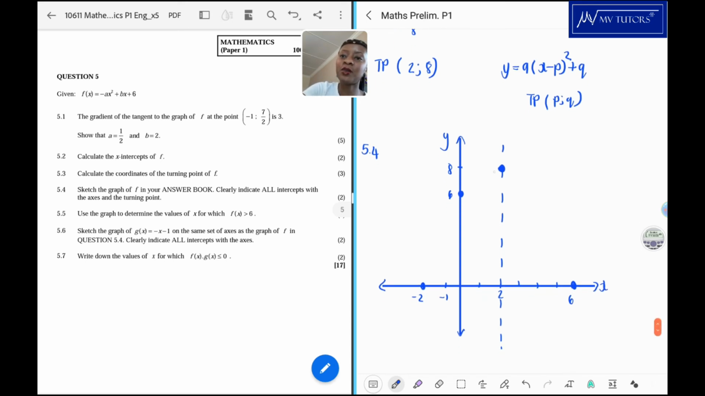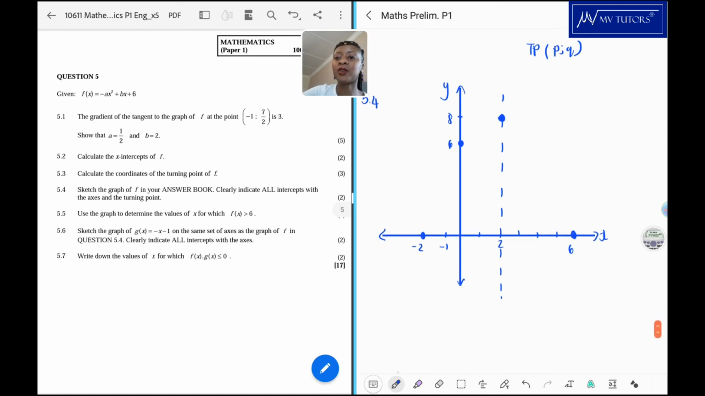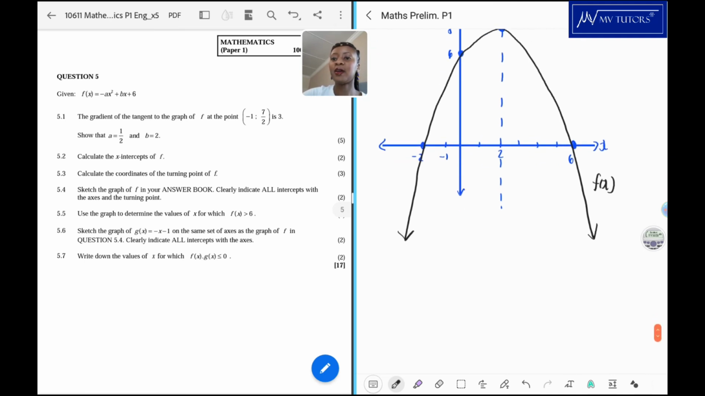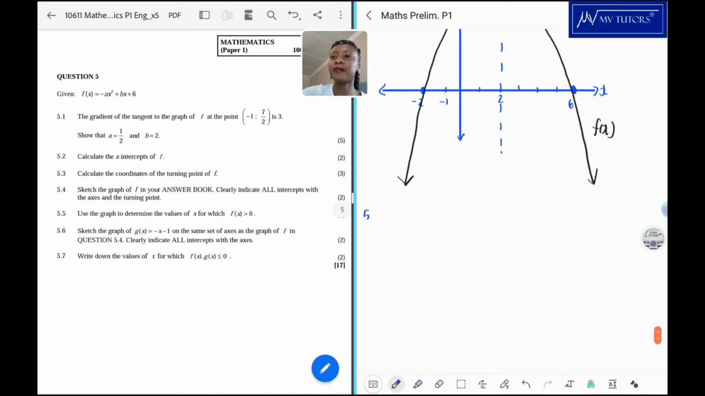Okay, so now we can sketch our graph. I'm going to use black. So it's going to do something like that. Okay, and on the other side, it's going to do something like that. Okay, and that is our graph, f of x. Cool. Now, what are we doing next? So, 5.5.